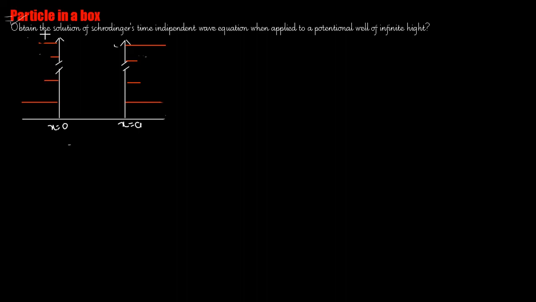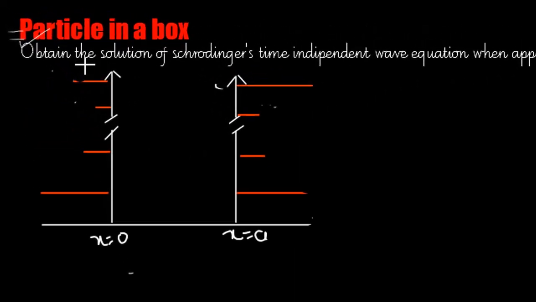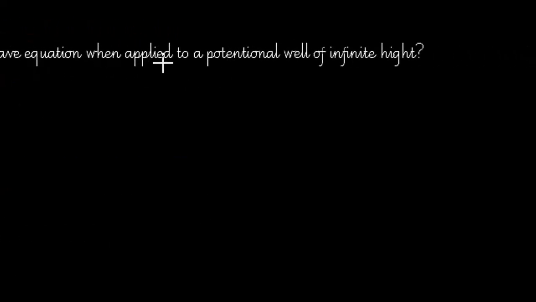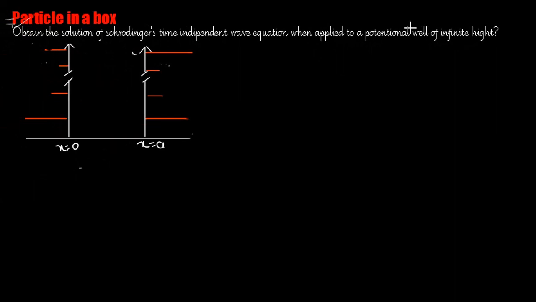Before I derive the equation, most students get confused. For example, there is one question: obtain the solution of the Schrodinger time independent wave equation when applied to a potential well of infinite height. When most students see this question, they get confused whether they need to derive the equation for the time independent part of the Schrodinger equation or the potential well equation, and most of the time they try to solve only the Schrodinger time independent equation. So please read the question, understand it, and then go for a solution.